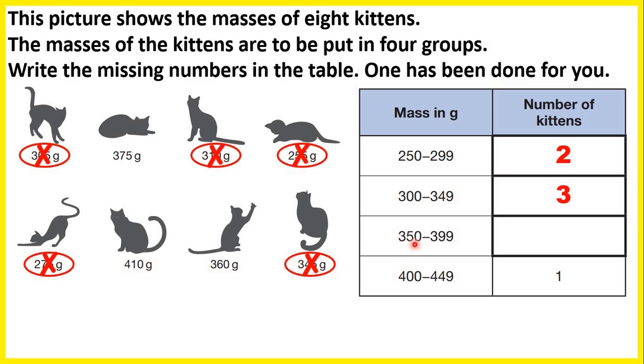Then from 350 to 399 we have 375 and 360. So that's 2 kittens, and then we just have 1 kitten left, which weighs 410 grams. So that's 1 kitten that's between 400 and 449.